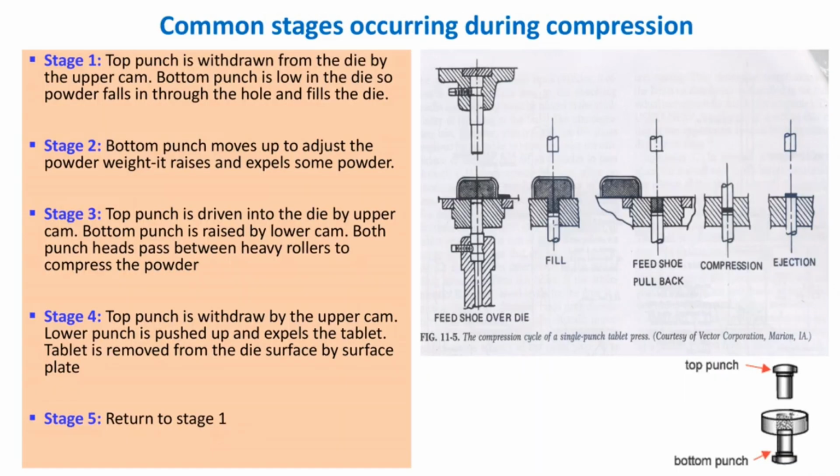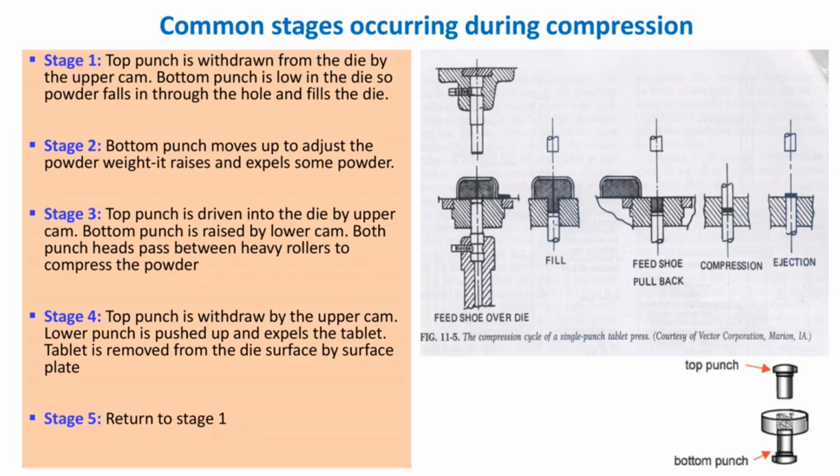Common stages occurring during compression. Stage 1: top punch is withdrawn from the die by the upper cam. Bottom punch is low in the die, so powder falls in through the hole and fills the die. Stage 2: bottom punch moves up to adjust the powder weight; it raises and expels some powder.